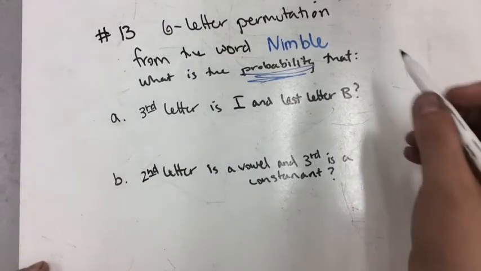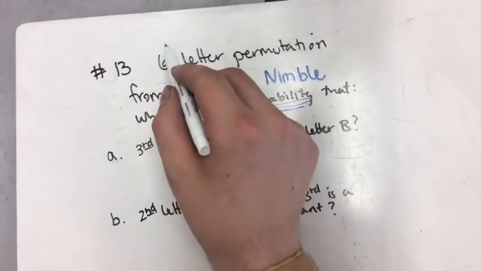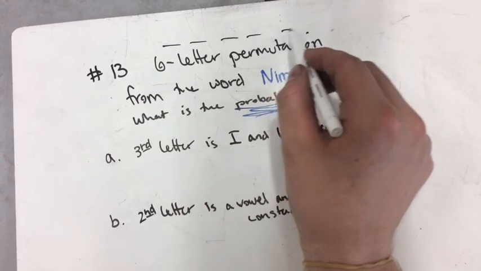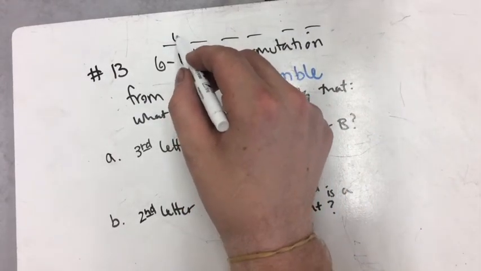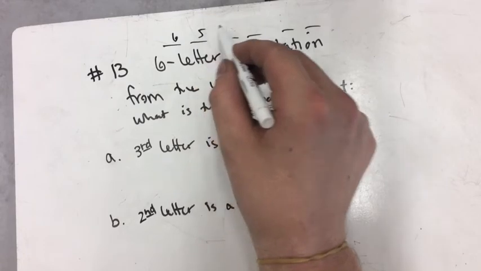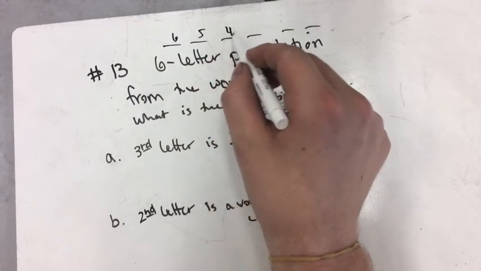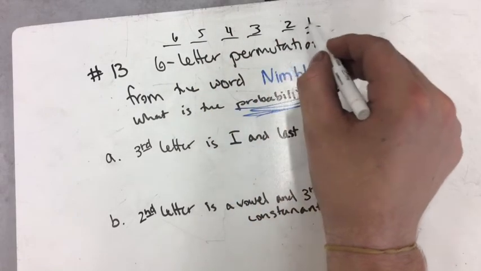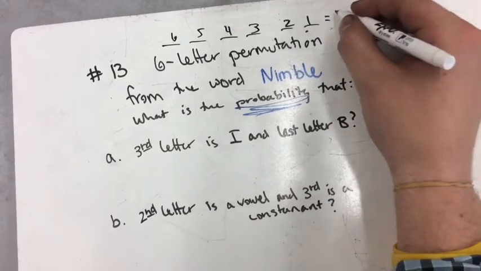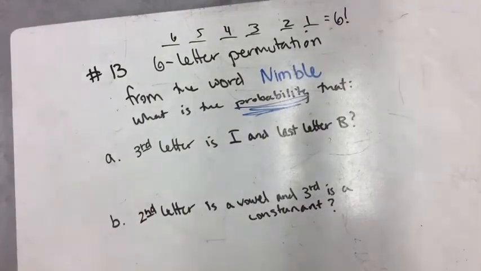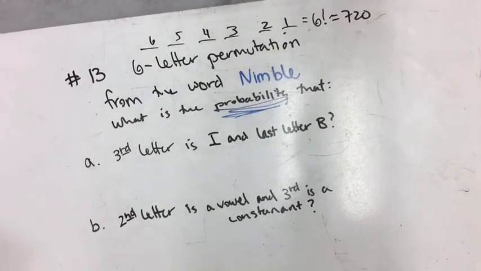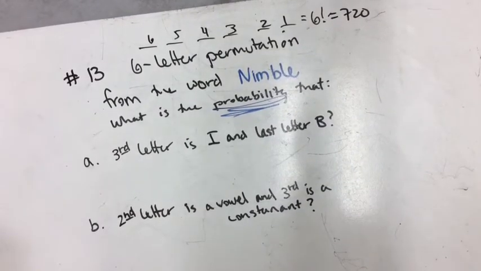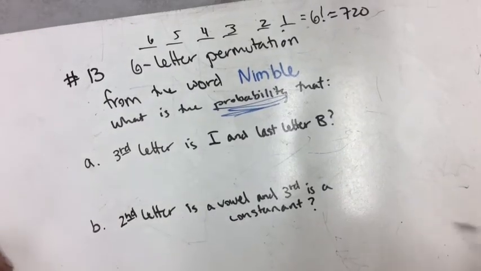So for the 6-letter word of nimble, we have 1, 2, 3, 4, 5, 6. How many choices of letters can go in here? Well, it's 6. How many more choices do we have here? 5. How many choices here? 4, 3, 2, and 1. What does this equal? Well, this is just 6 factorial, which I need to go get a calculator for. Okay, this came out to 720. So our sample space here is going to be 720.